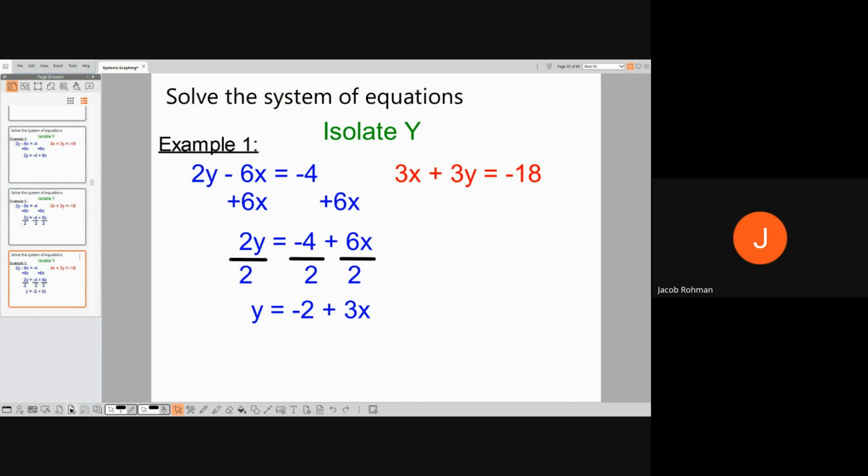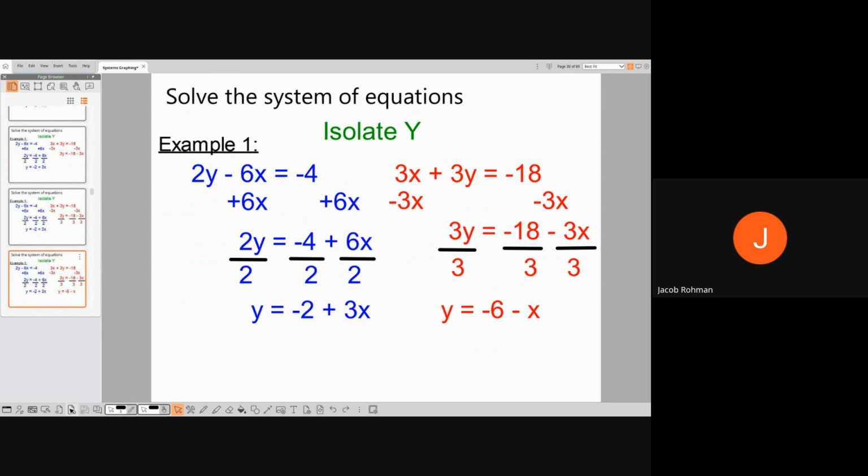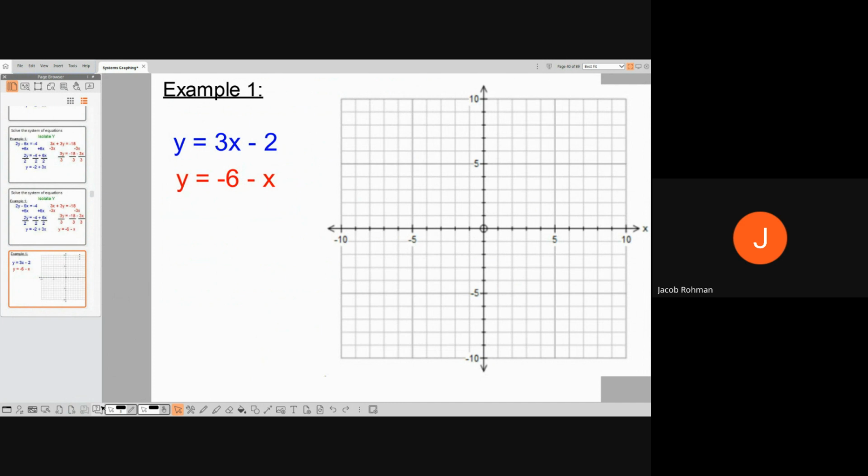Okay, we also need to do that isolation of y for the red equation. So we're going to start that by subtracting 3x from both sides. And then you're going to divide by 3 on everything. And that's going to leave us with y equals negative 6 minus 1x. Okay, so there's an understood 1 here next to this x. So now we can take those two equations and we can start to graph them.